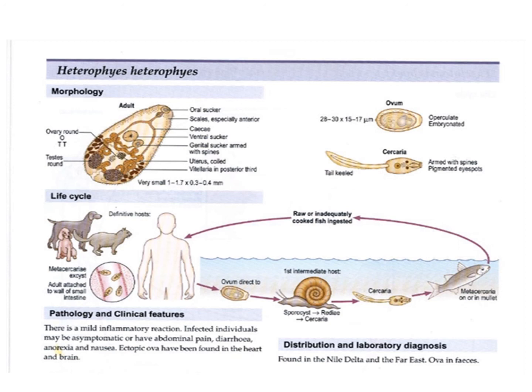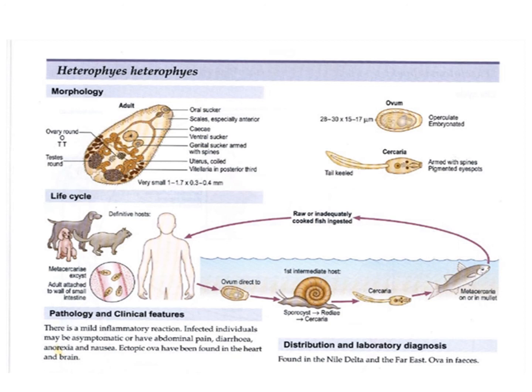Now about its pathology and clinical features. According to the site of infection, there is a mild inflammatory reaction. Infected individuals may be asymptomatic, or when symptomatic, especially in heavy infection, have abdominal pain, diarrhea, anorexia and nausea. Ectopic ova have been found in the heart and the brain.